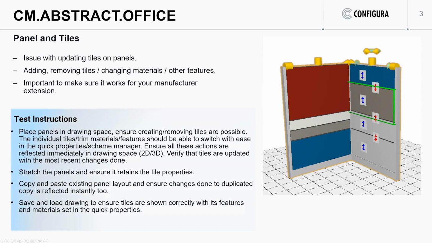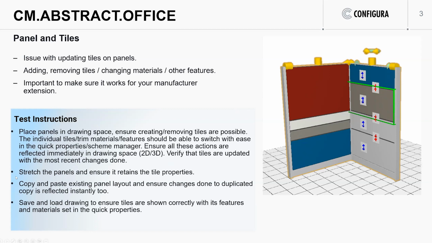The individual tile stream materials and features should be able to switch with ease in the QP or in the scheme manager if your manufacturer extension has schemes. Ensure all of these actions reflect immediately in 2D and 3D. Also verify that the tiles are updated with the more recent changes done. They should not be outdated, they should be updated.